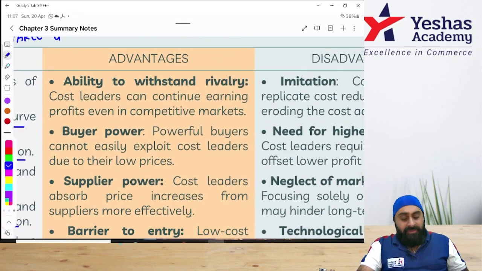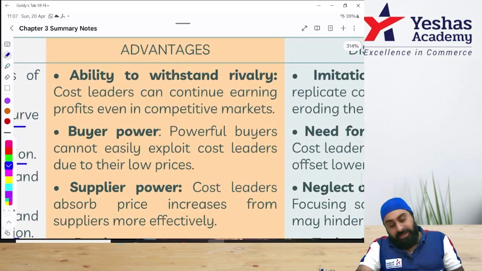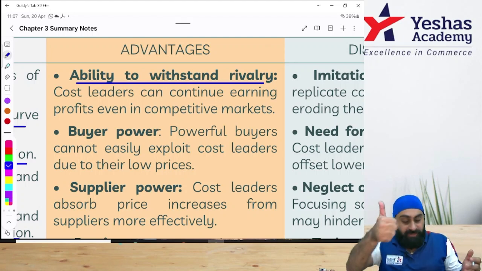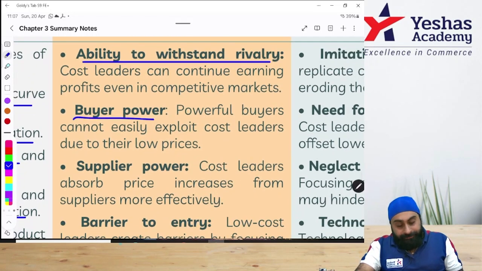Now, what are the advantages of a cost leader? First, ability to withstand rivalry. The competitor will not survive in front of you, for the simple reason that he is more expensive than you. You are a cost leader. You will get the benefit of becoming a cost leader. First, buyer power.